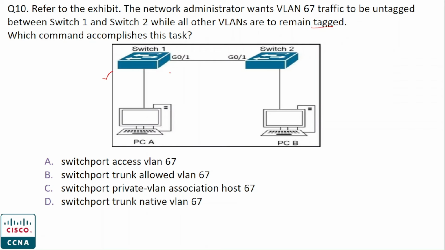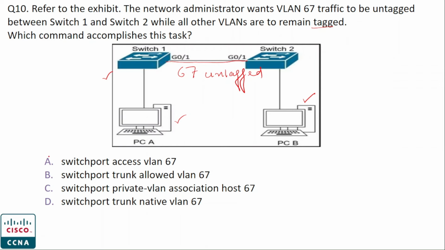So here we have two switches, switch 1 and switch 2, and we have two PCs, PCA and PCB, and let's suppose these two ports are trunk. We want that VLAN 67 traffic is untagged between them while the rest of the VLANs' traffic is tagged. So what is the command to accomplish this task?